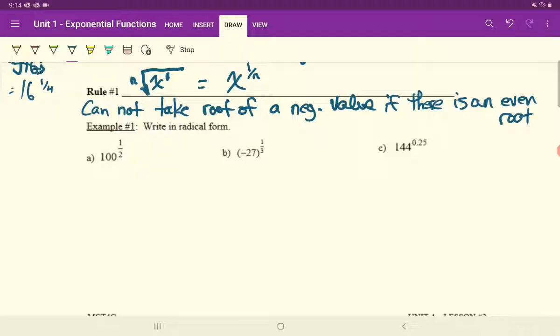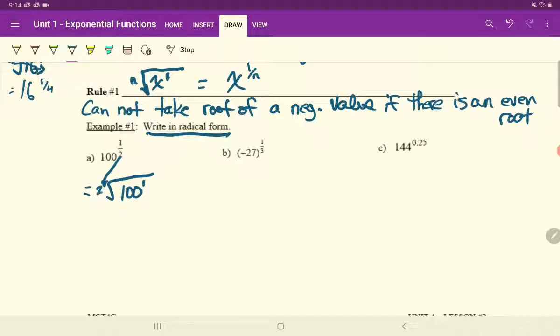So the instructions here say, write in radical form, 100 to the power of 1/2. Let's convert it to a radical, which means to have a root bracket. So I know I need to have a root bracket. My 100 will stay there. I suppose I can leave my 1 where it is. And what happens to my 2?